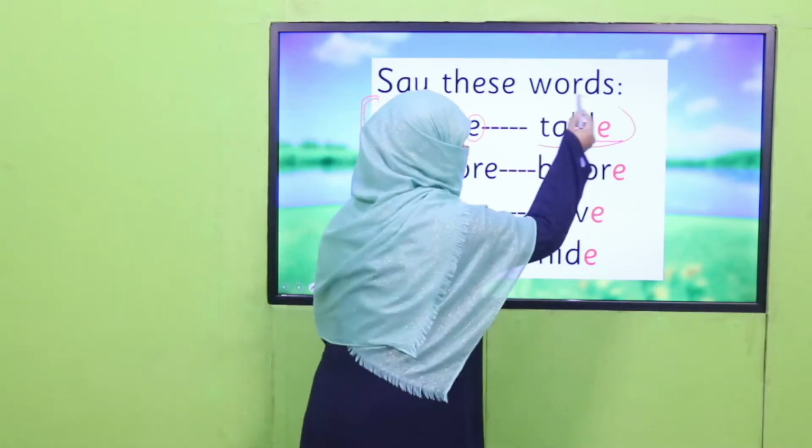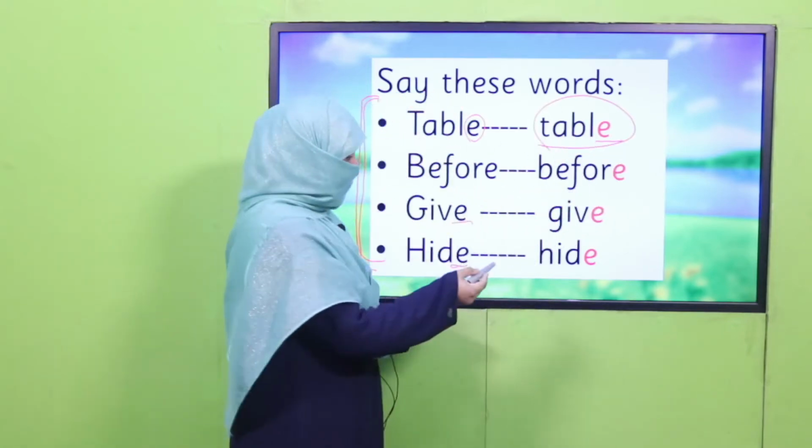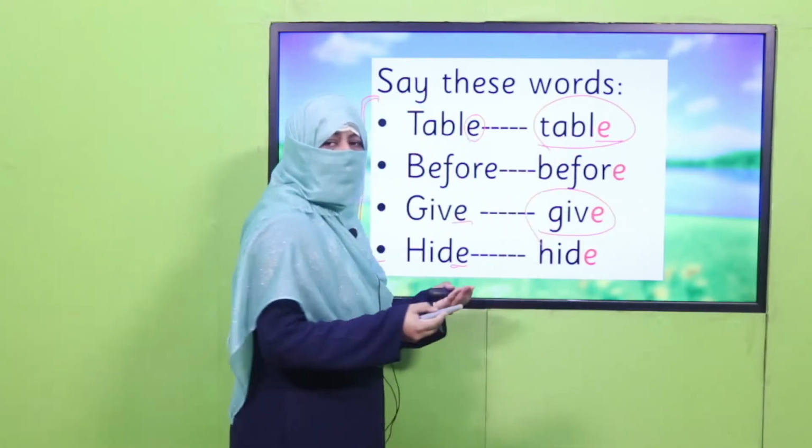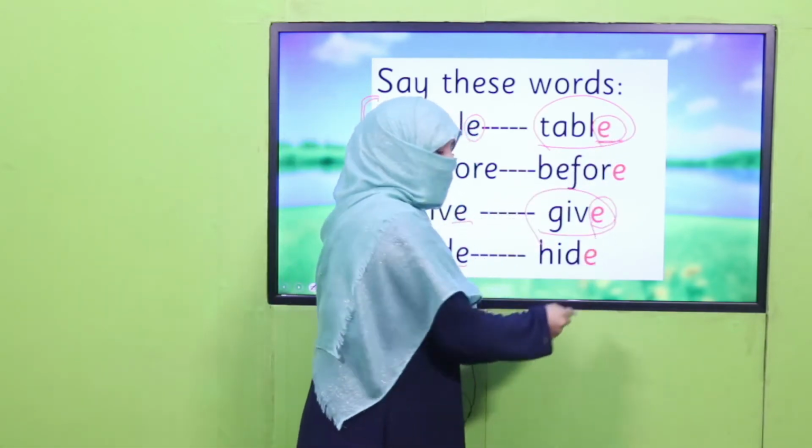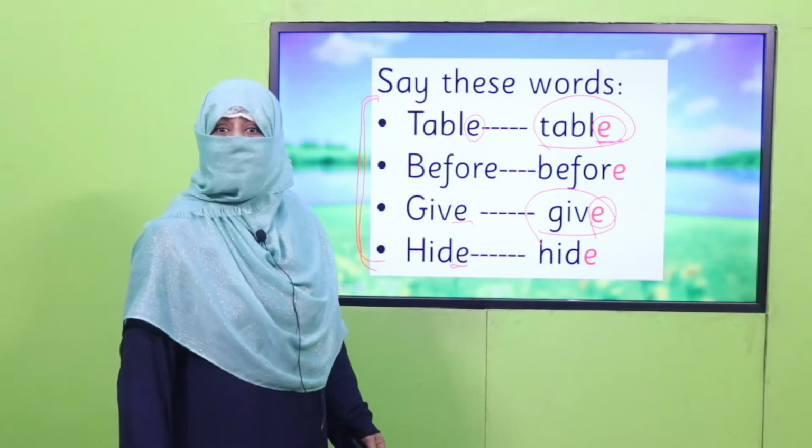Table, you are reading it from grade 1. Give, you are reading it. You have read it many times. Have you noticed this E, we don't pronounce it. We don't say it. It's a silent letter.